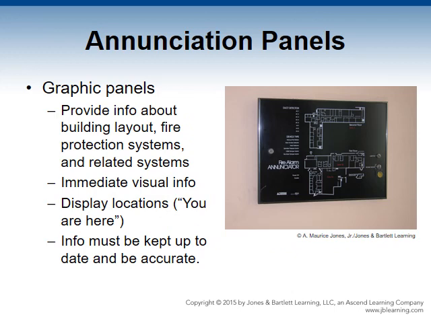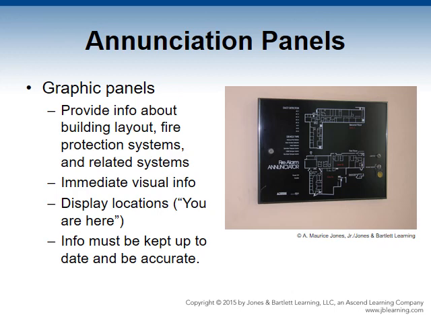Graphic annunciating panels. The graphic type annunciating panel offers information about building layout, fire protection systems, and related information. They provide immediate visual information, displaying the building footprint, zones, exit stair locations, elevator locations, critical rooms, areas, and device type and location. They display various locations such as building address, you-are-here indicators, FDC connections, and entrances.